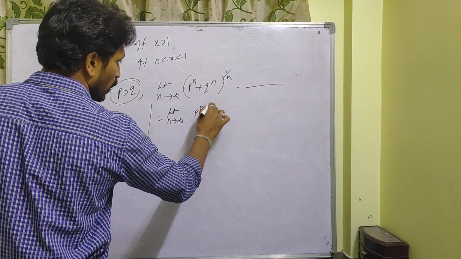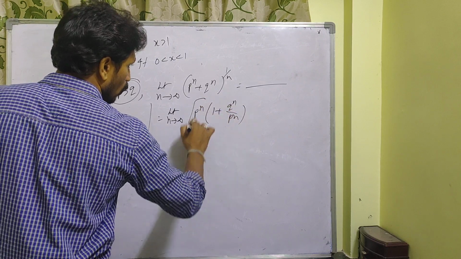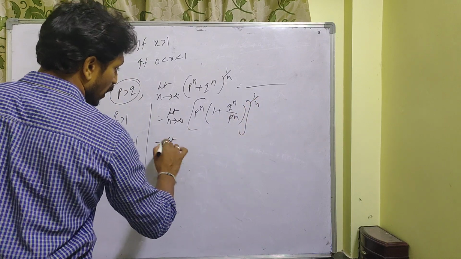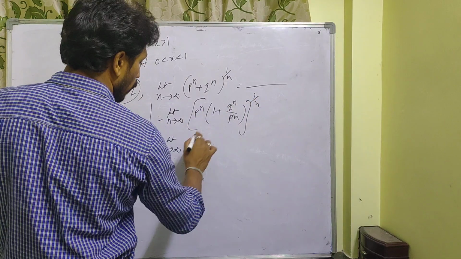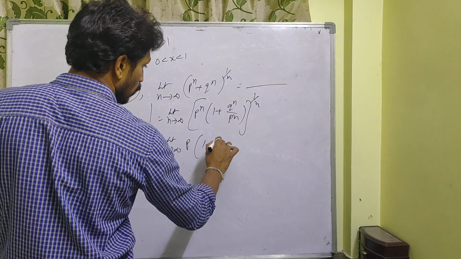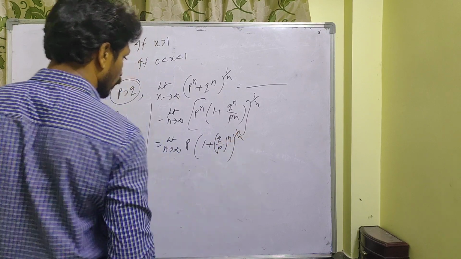If you take 1 by q power n by p power n common, the limit as n tends to infinity is (p power n) whole power 1 by n, that is p only, into (1 plus (q by p) power n) whole power 1 by n.